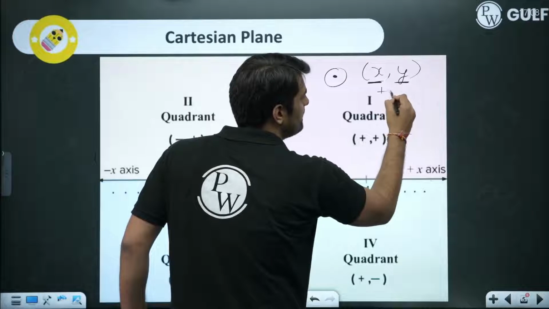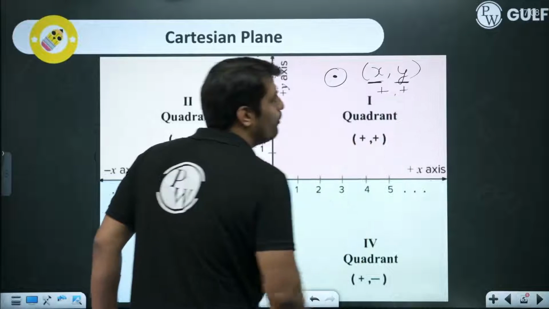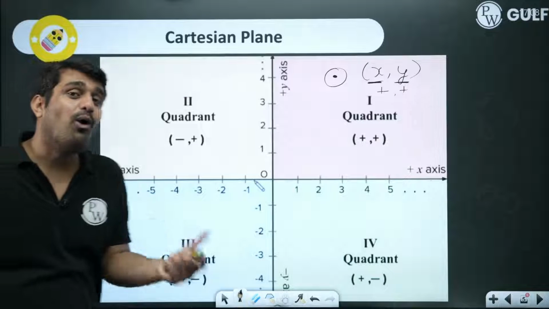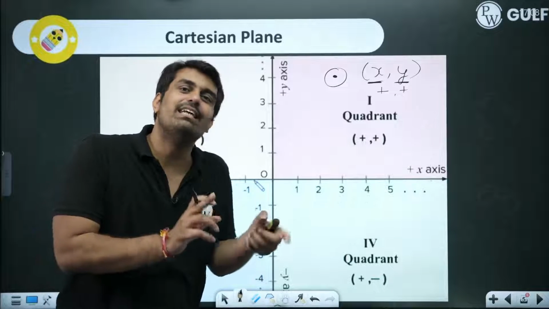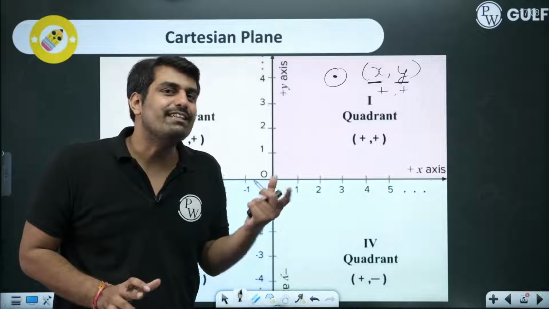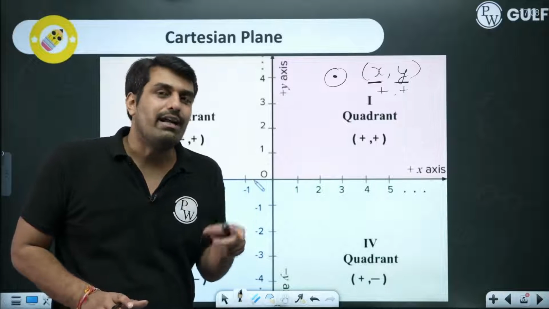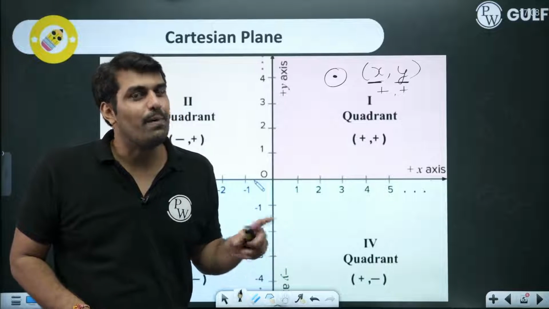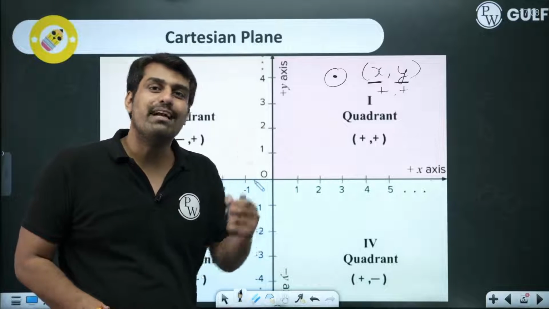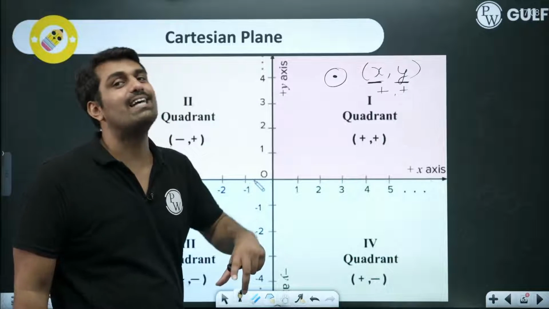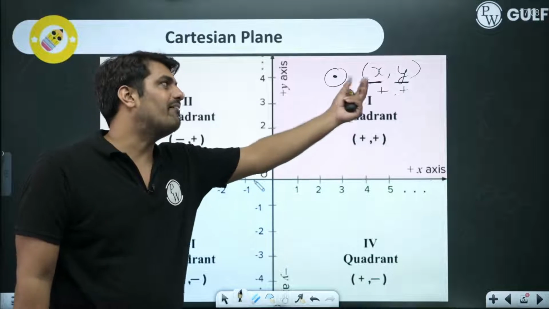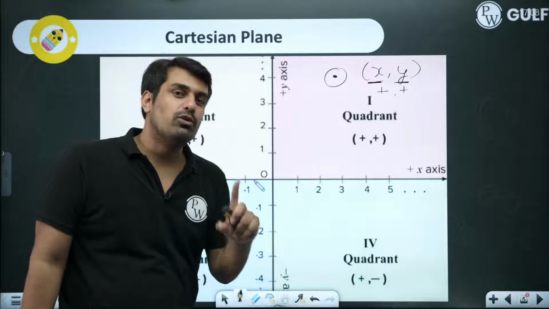So that is why they have quoted that in the first quadrant all the points lying would be positive, comma positive. This is nothing which needs to be mugged up. You should be noting it in the notebook, but that doesn't mean that you have to just mug it up. I hope you have understood why it is happening. The first quadrant will be having the x coordinate and y coordinate both being positive.